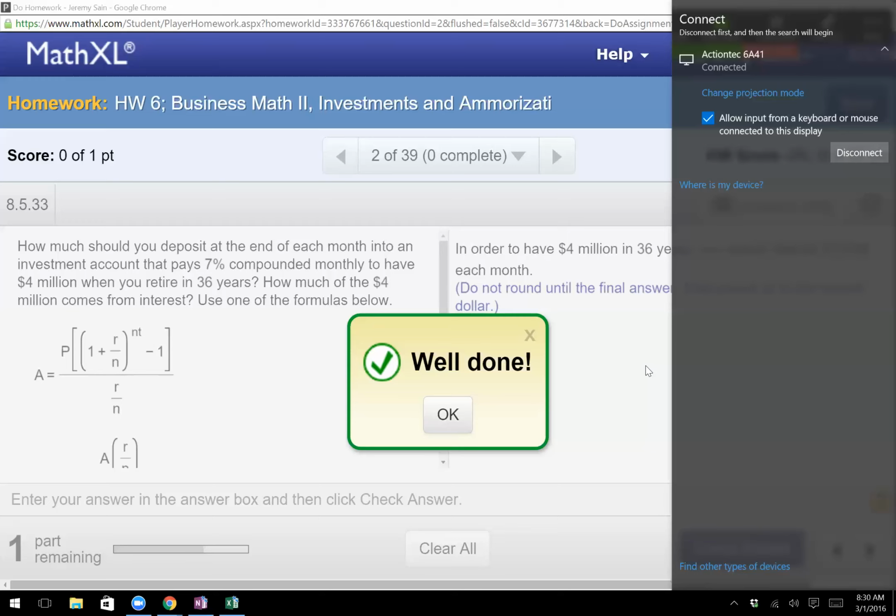Okay, so that's stocks. And then bonds. Bonds are like a federally insured bond or whatever.